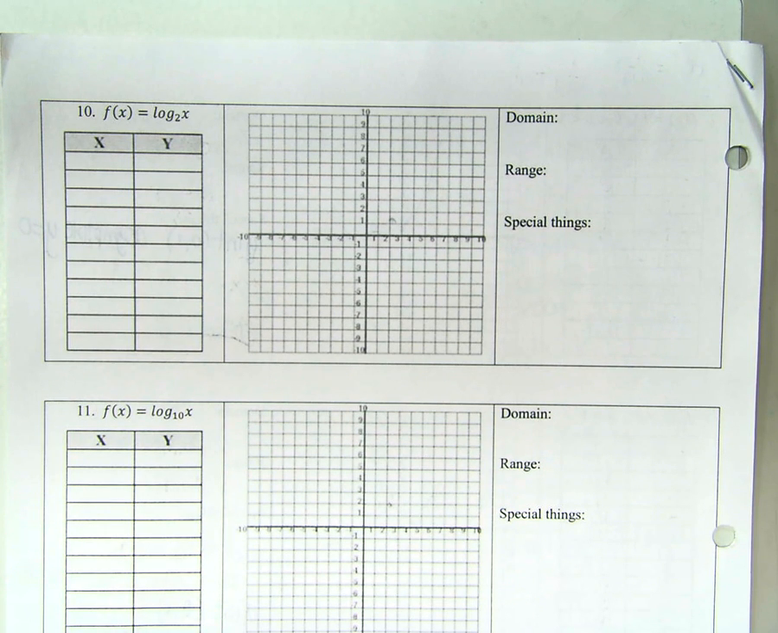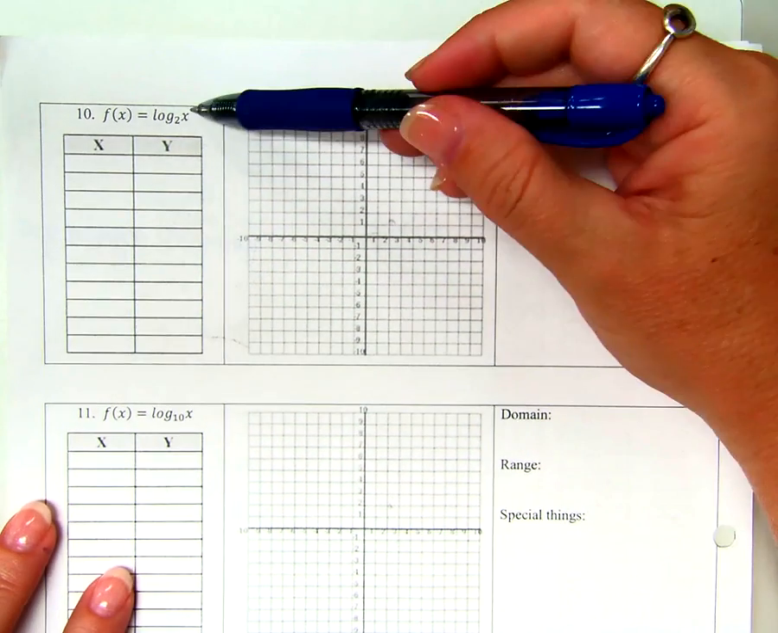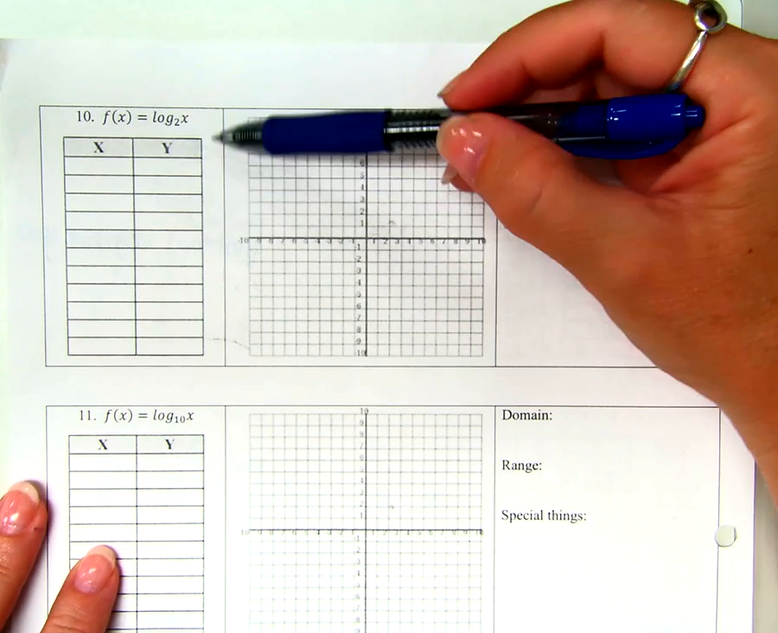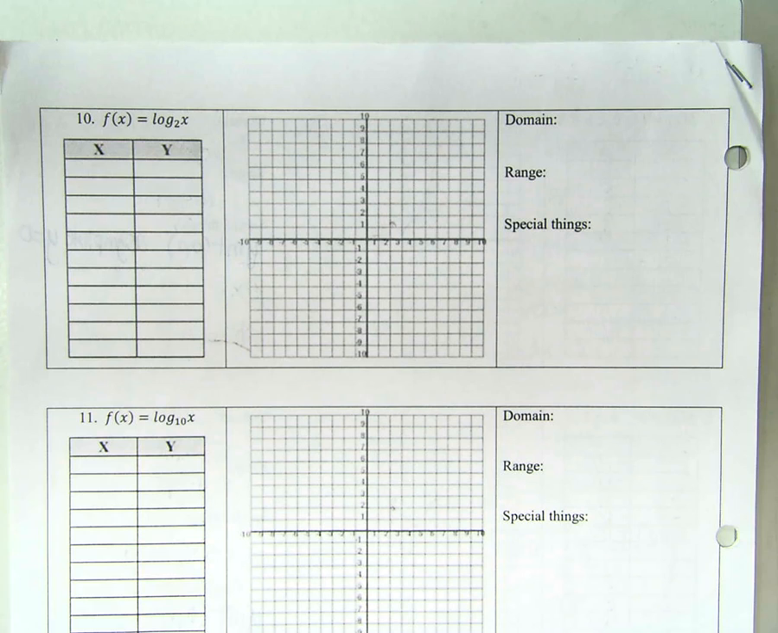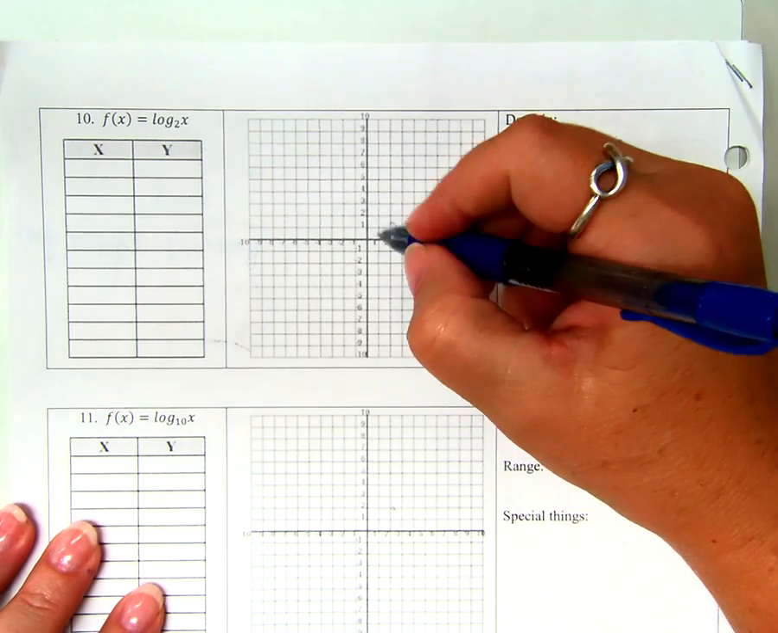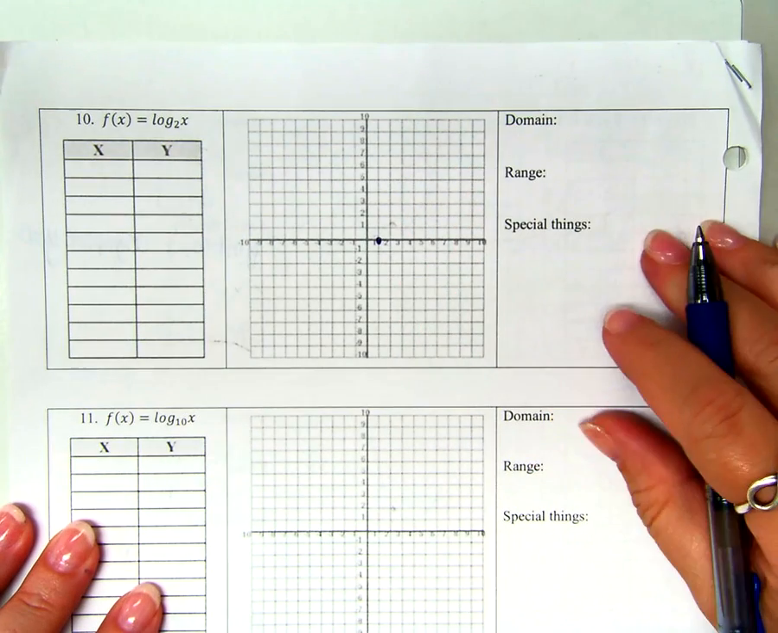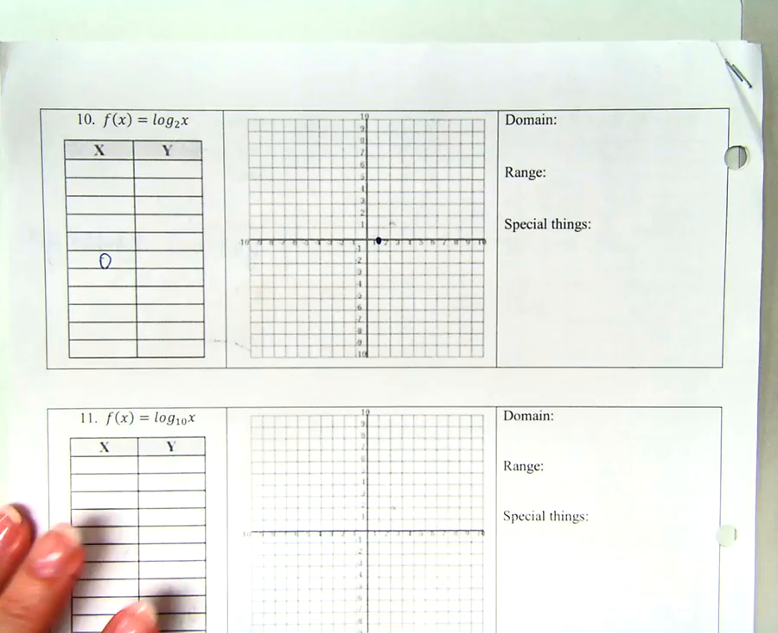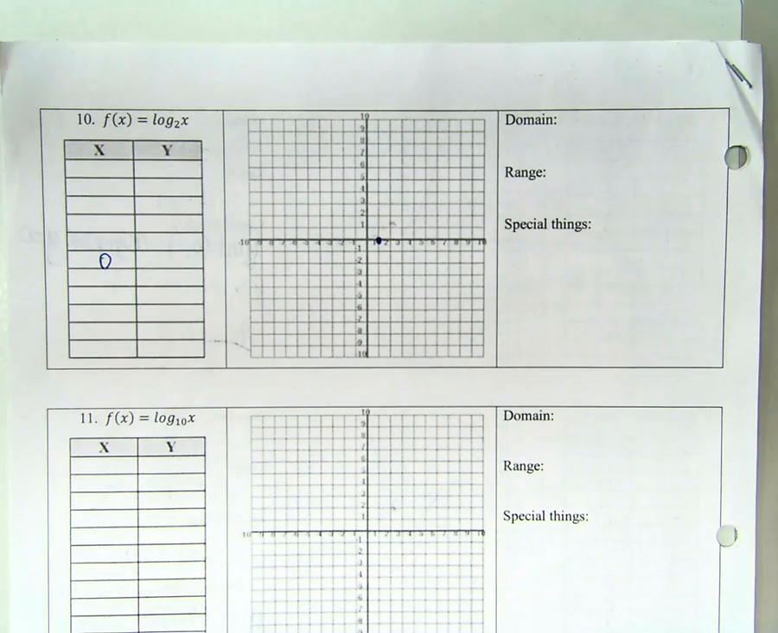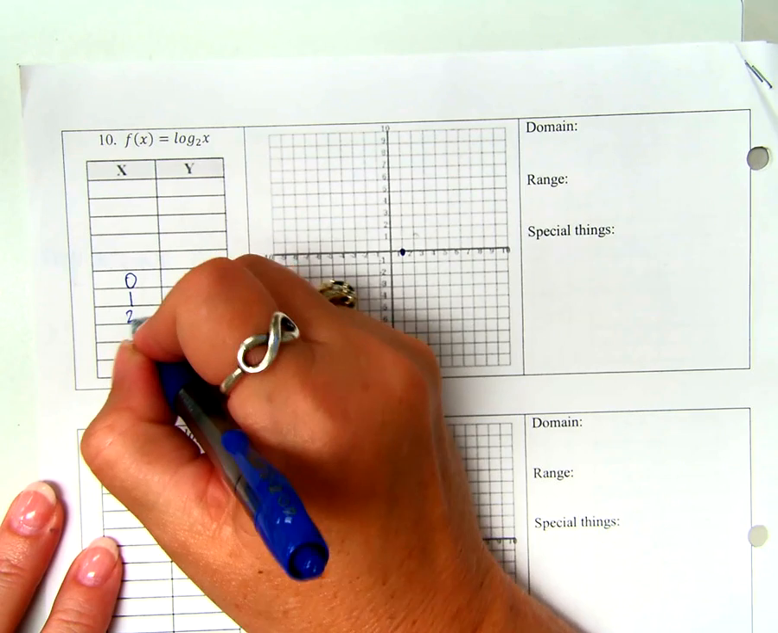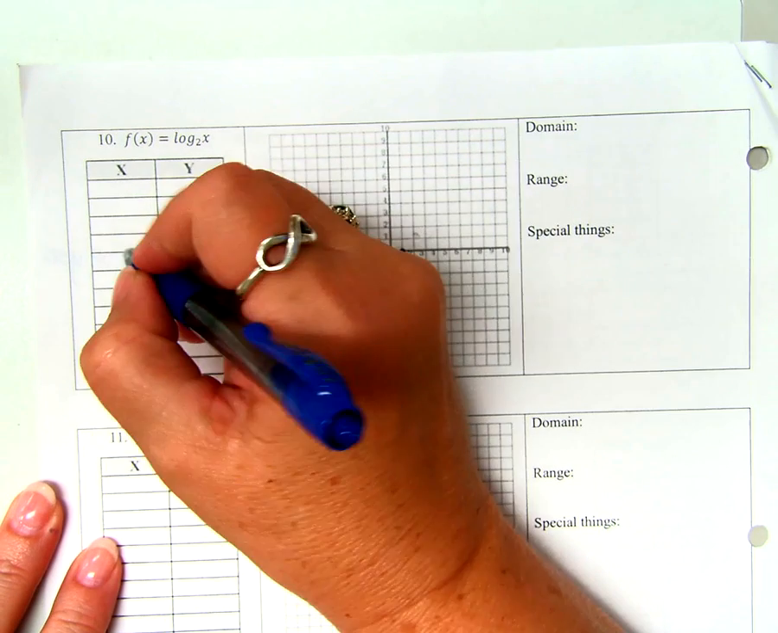Okay. This says log base 2 of x. So looking on the paper, we're talking about problem number 10, log base 2 of x. Okay? Where is it crossing the x-axis? So it crosses the x-axis at 1. Let's go back here real quick and fill in the table. Okay? 0, 1, 2, 3, 4, 5.